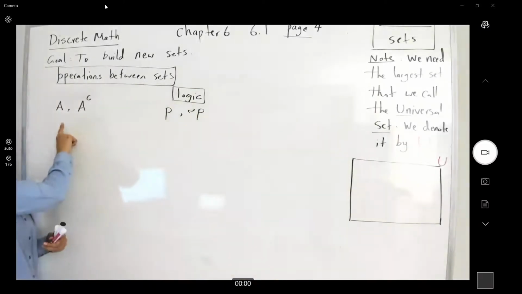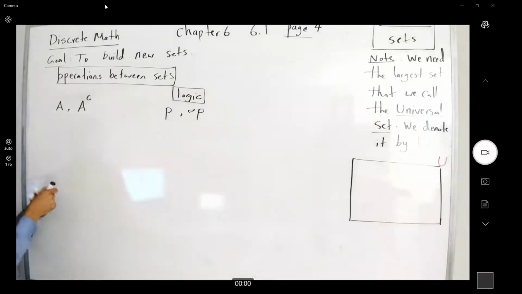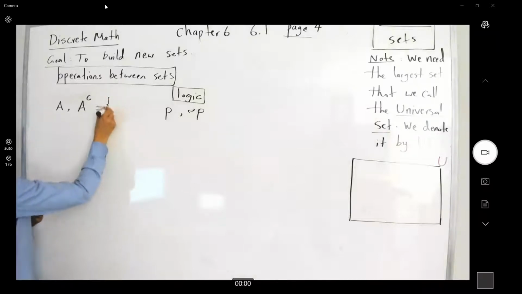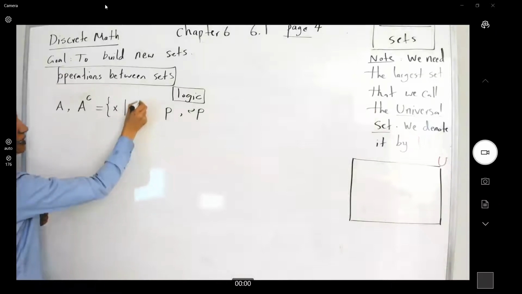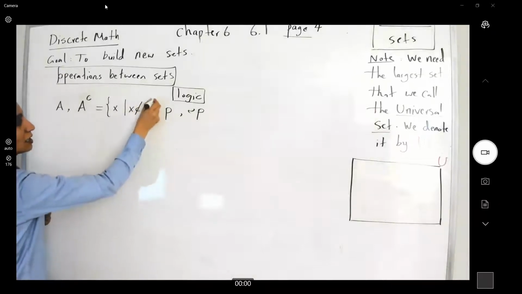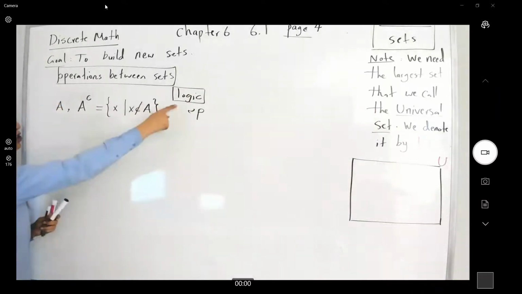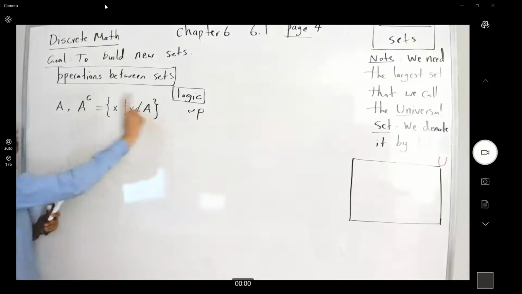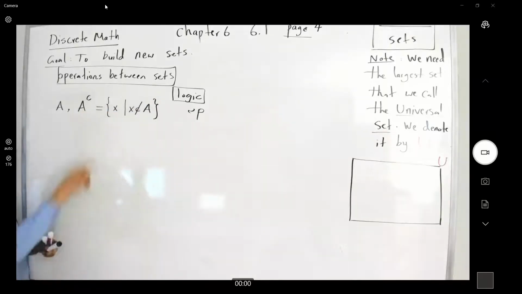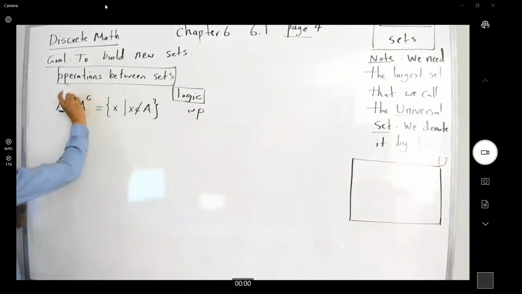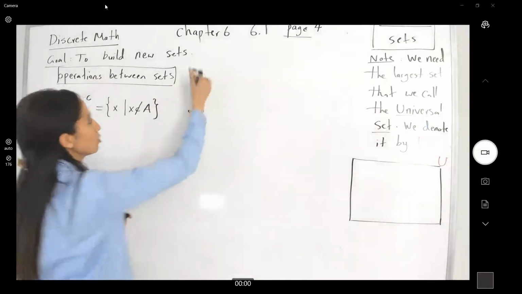We have set A. We define the complement of set A to be the set of all elements such that that element is not in set A. Logically, a complement is equivalent to not P. So we have set language, operations between sets, and the logic equivalence.